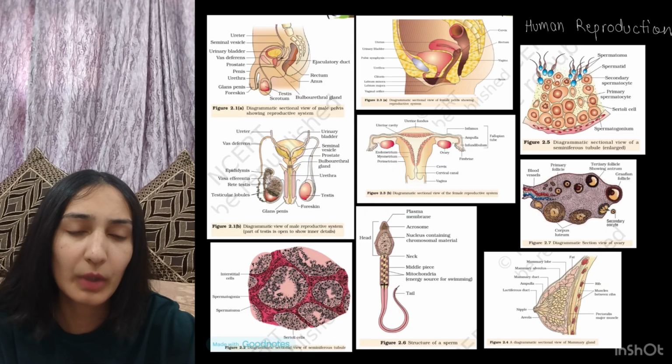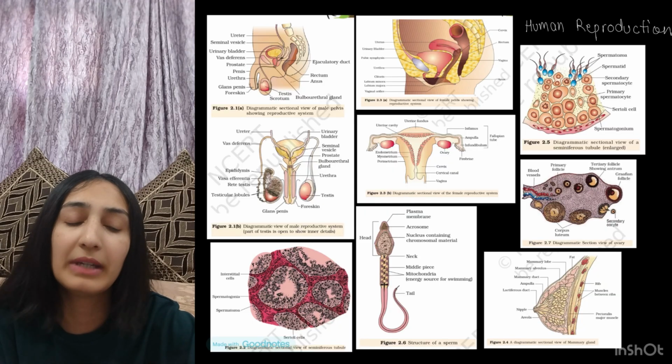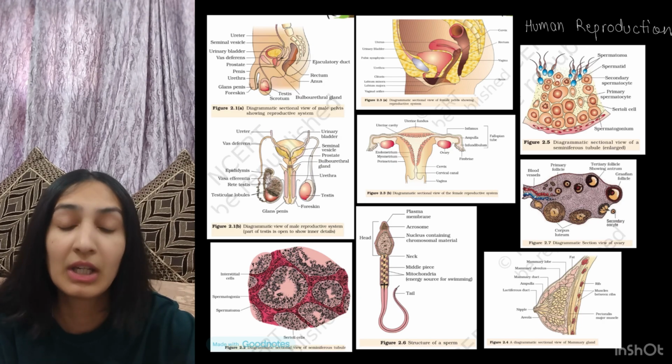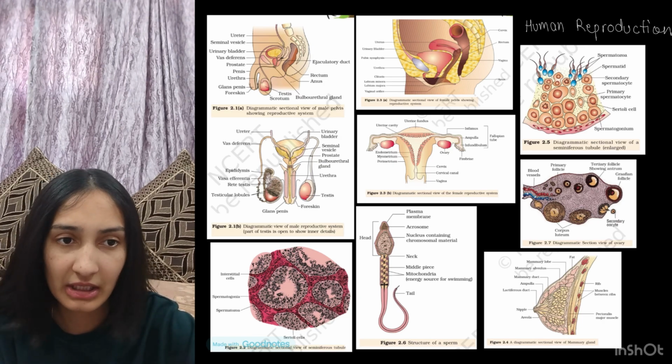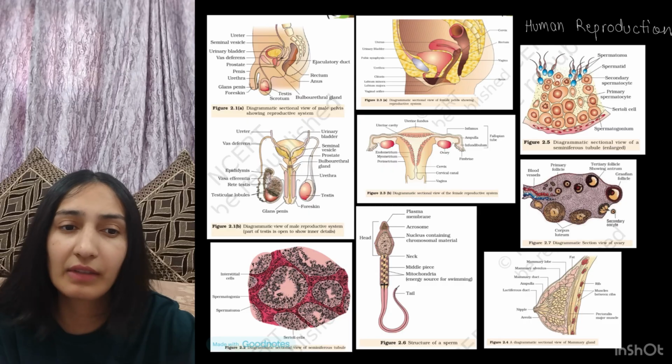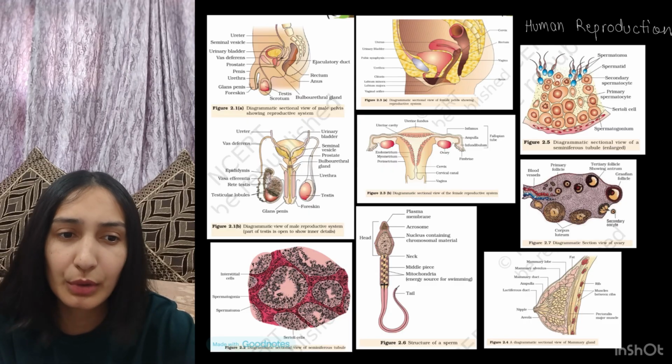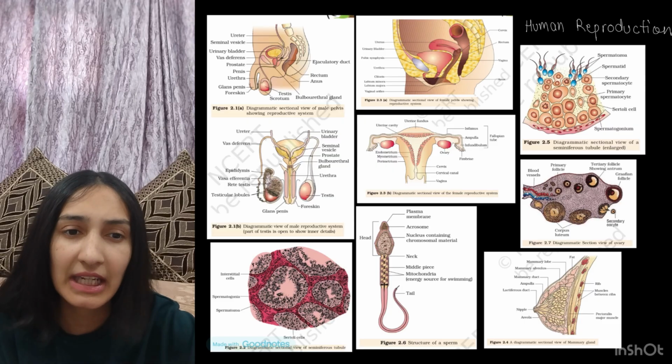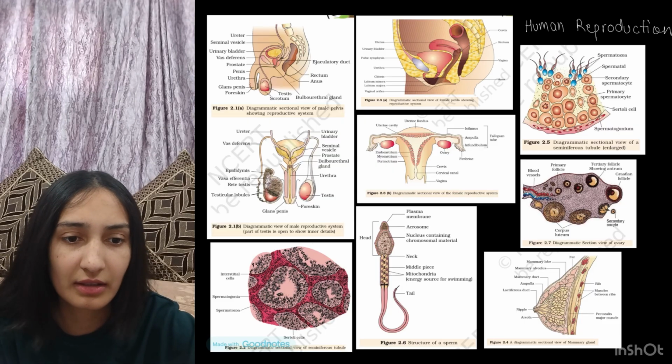Look at figure 2.1a, which is a diagrammatic sectional view of male pelvis showing the reproductive system. Now you need to remember all the labelings correctly. Starting off with ureter, then we have seminal vesicle, we have urinary bladder, we have vas deferens, we have the prostate, we have penis, we have urethra, we have glans penis, we have foreskin, then we have the testes and scrotum, we have bulbourethral glands, rectum, anus and the ejaculatory duct.